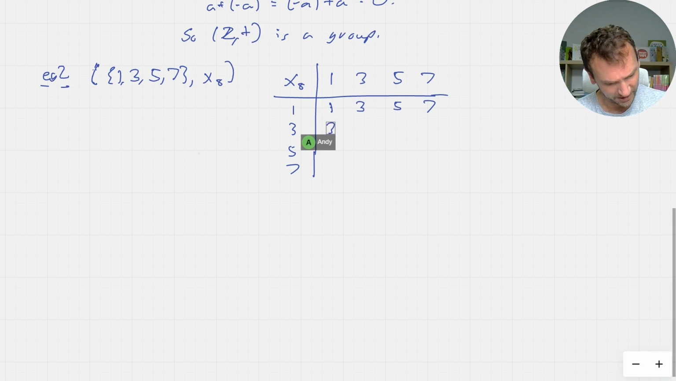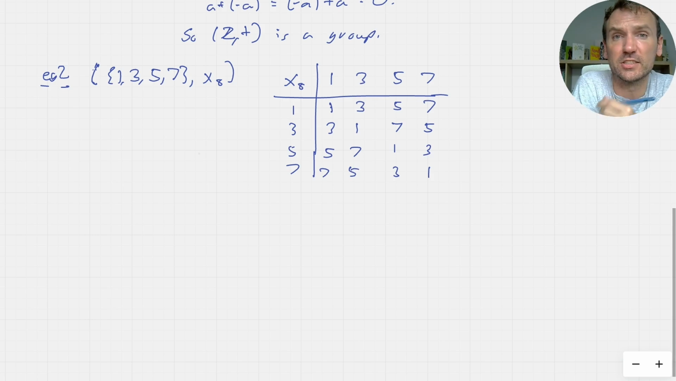3 times 1 is 3. 3 times 3 is 9. Well, the remainder, when we divide 9 by 8, is 1. 3 times 5 is 15. The remainder, when we divide by 8, is 7. And 3 times 7 is 21. The remainder, when we divide by 8, is 5. And keeping on going here, we get 5, 7, 1, 3, and 7, 5, 3, 1.